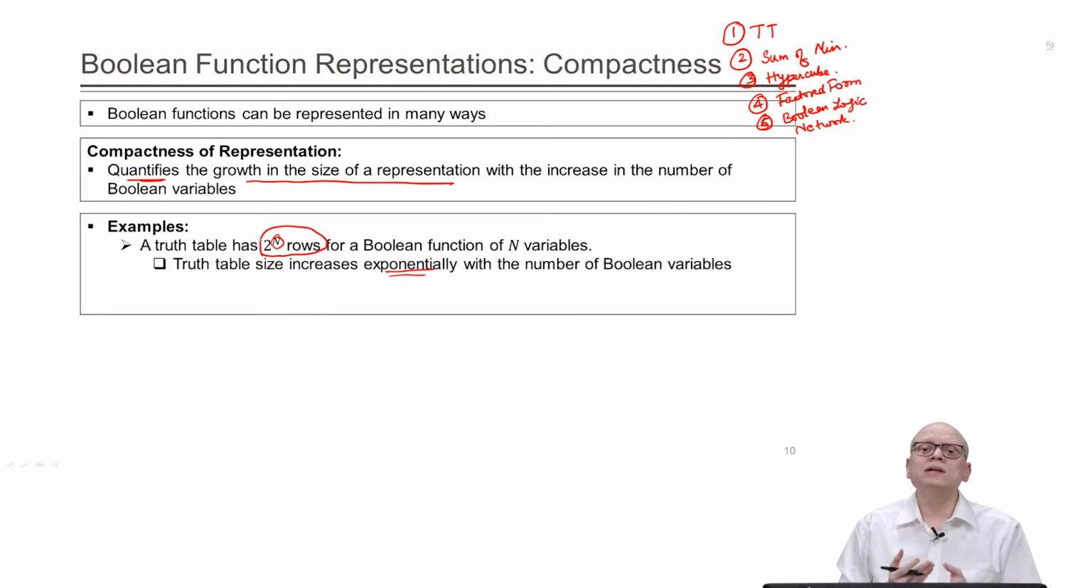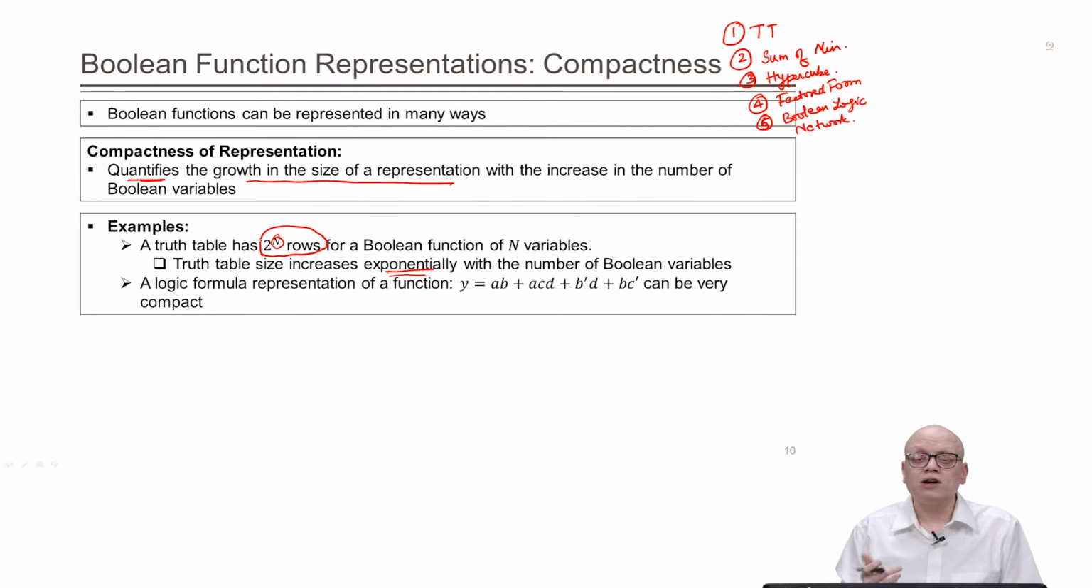What it essentially means is that we cannot represent a big function in terms of the number of variables. For example, if there are 100 variables, we cannot think of representing it in terms of a truth table. Why? Because it is not a compact representation.